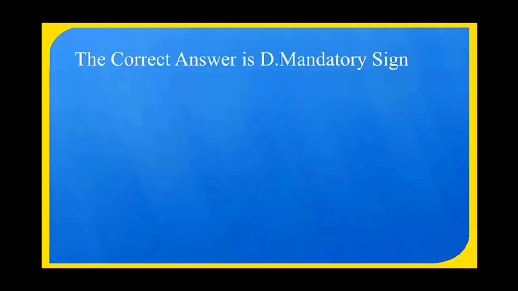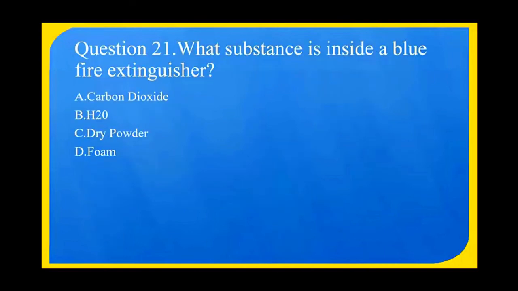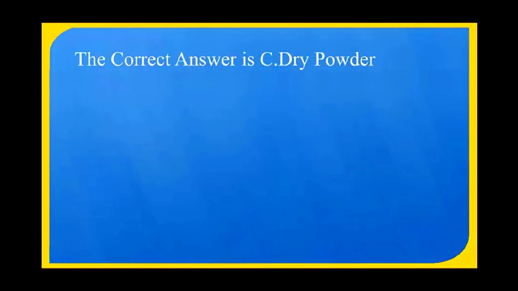Mandatory sign. Question 21. What substance is inside a blue fire extinguisher? A. Carbon dioxide. B. H2O. C. Dry powder. D. Foam. The correct answer is C. Dry powder.